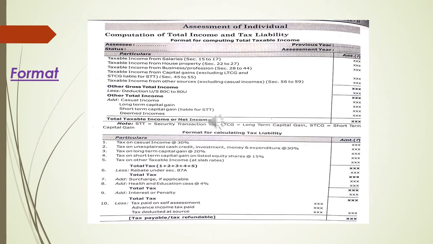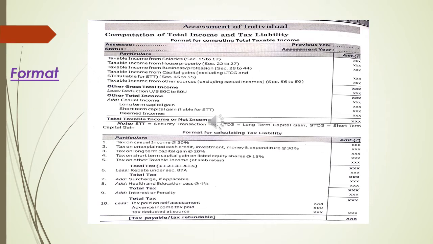After subtracting the rebate, if you are eligible, to whatever total tax we get, we have to add surcharge if it is applicable. Surcharge of 10% of income tax where the total income exceeds 50 lakhs per annum. If the income exceeds 1 crore, then the surcharge will be charged at 15%. So that we have to add. Health and education cess at 3% we have to add. So now we get the total tax.